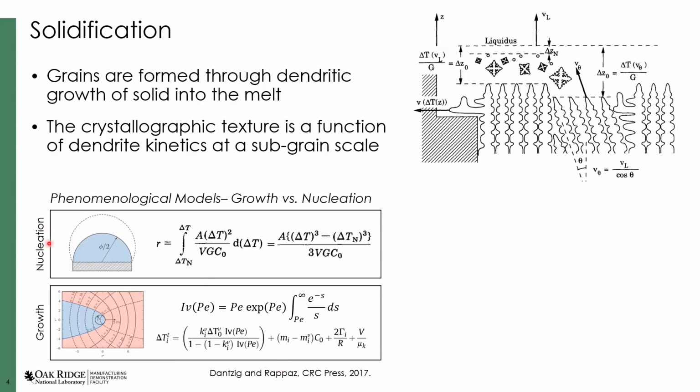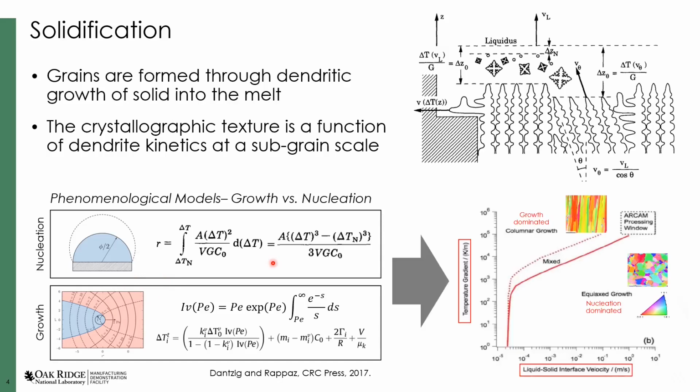And essentially, we can write down rules for the nucleation of new grains as well as the growth of existing dendrites. And by pitting these things against each other, we can create a process map that tells us where we're likely to get different types of microstructures. So when our thermal gradient is very high and our solid-liquid interface velocity is low, we're more likely to get columnar dendrites. Whereas if our interface velocity is high and the gradient is low, then we're more likely to get equiaxed grains.